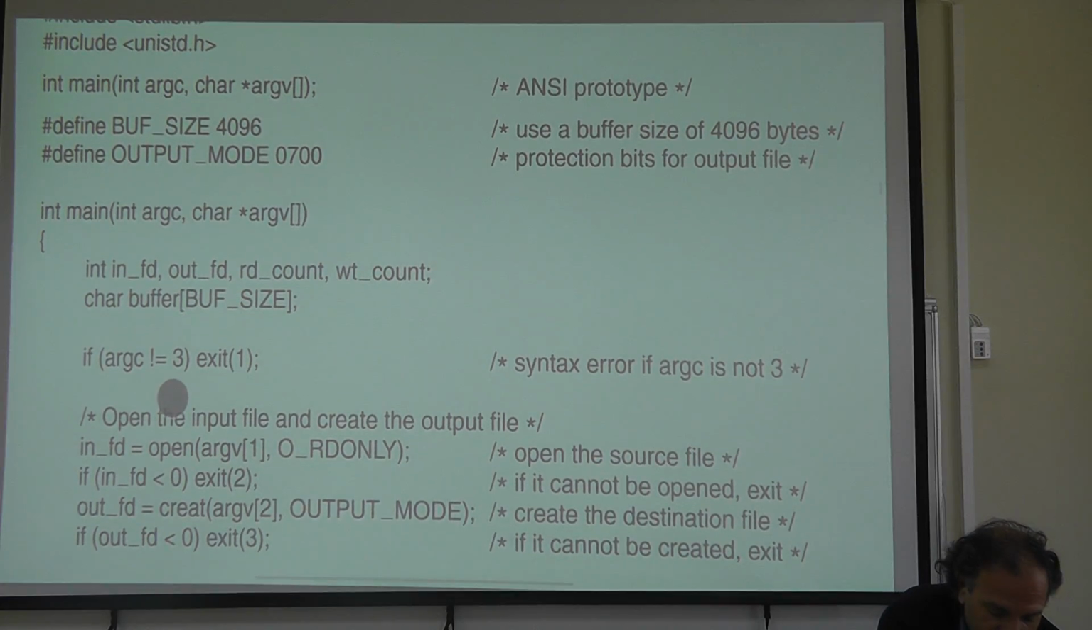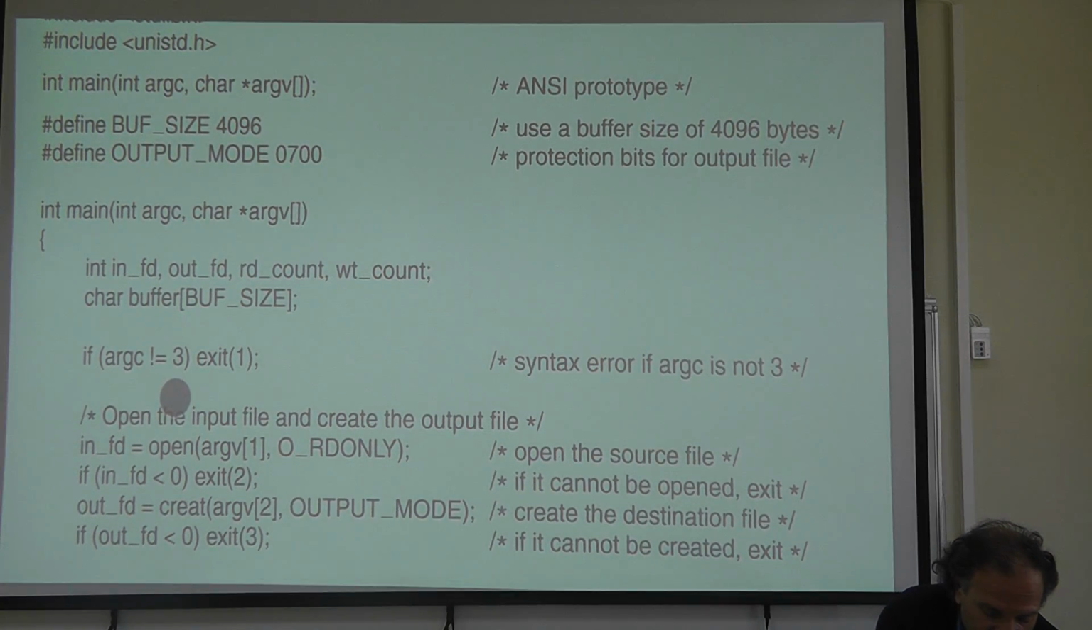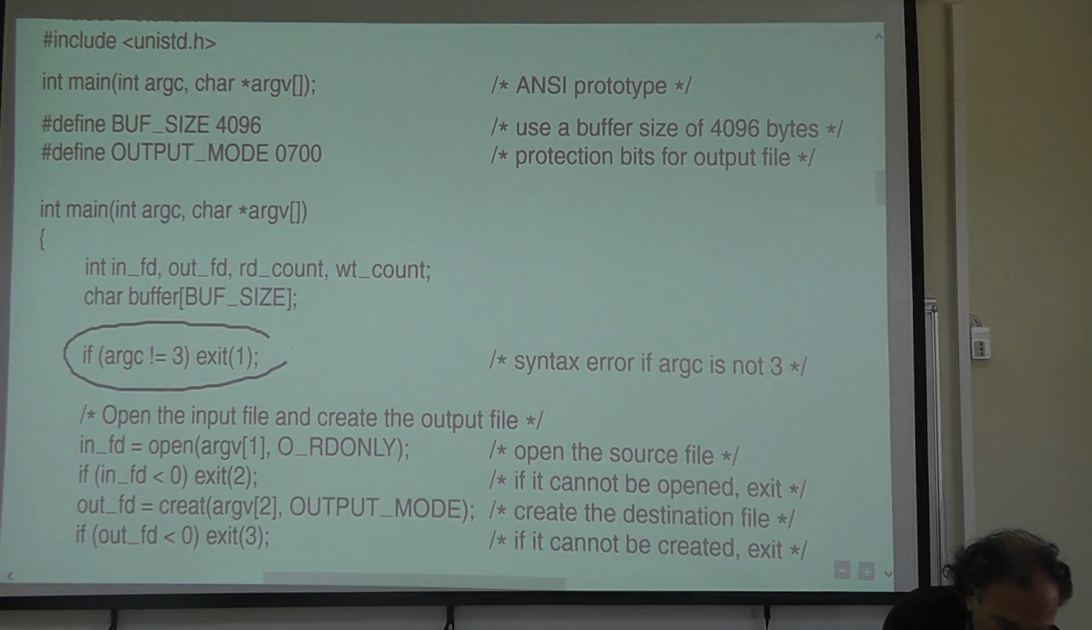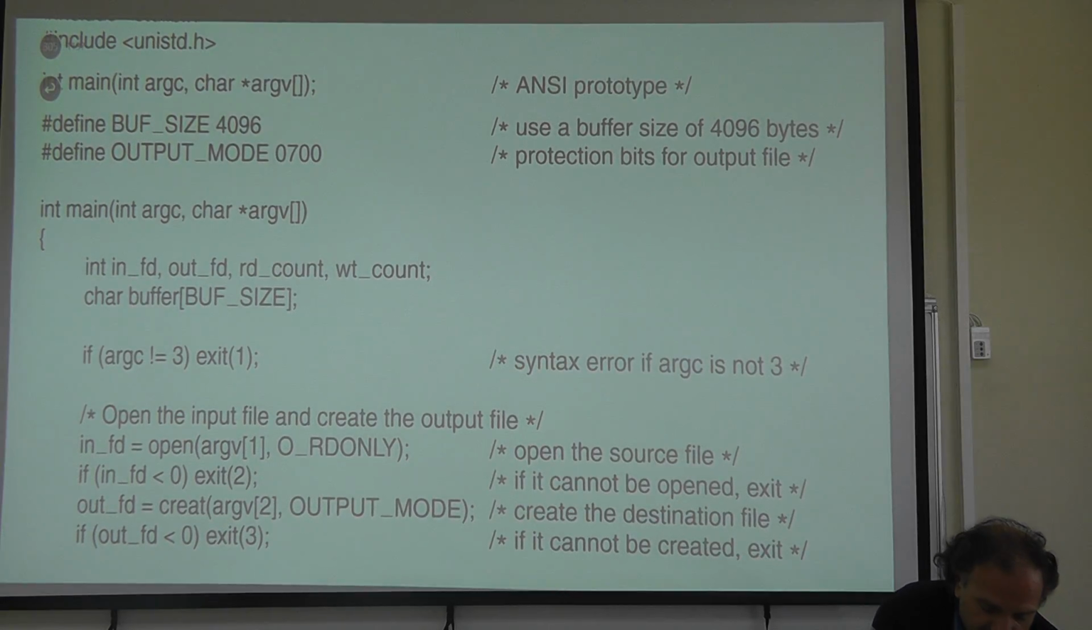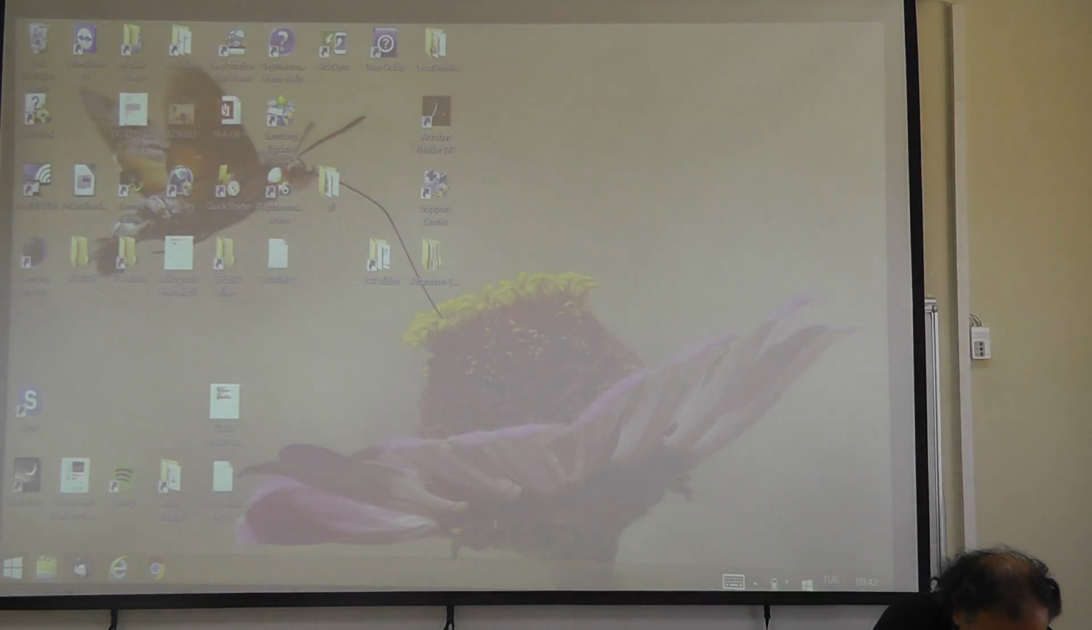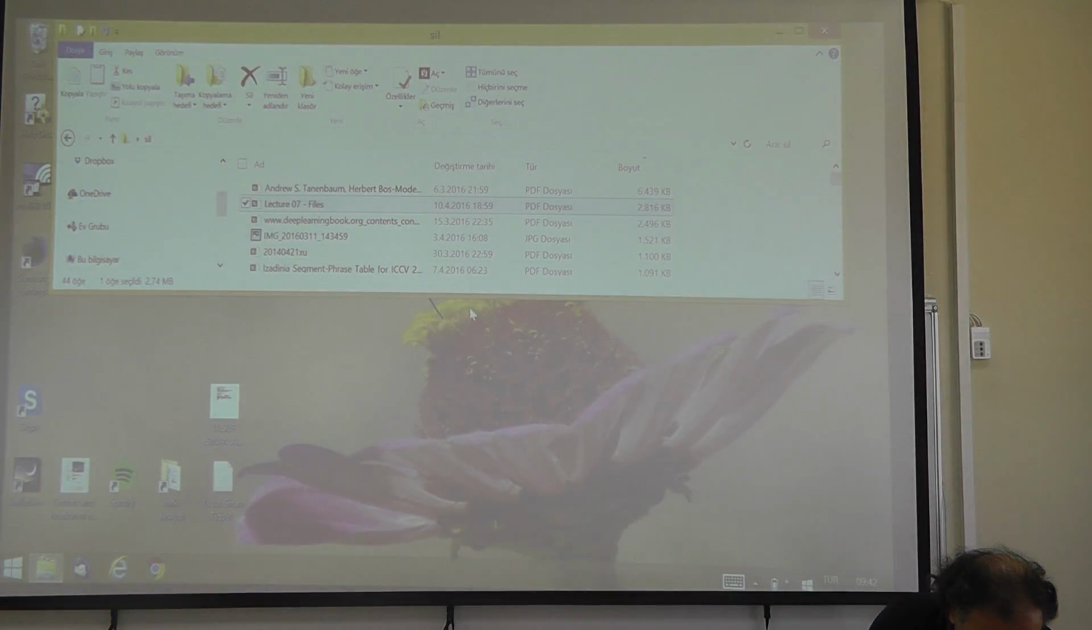If I don't have 3 arguments, then I will report an error message, and I would exit immediately if I don't have enough number of arguments. So my program will work like this. Let's say my program name is copy.